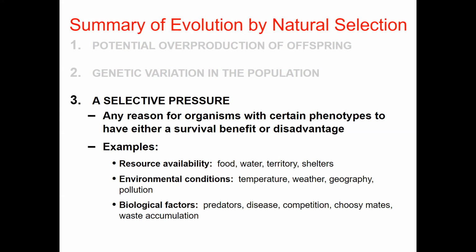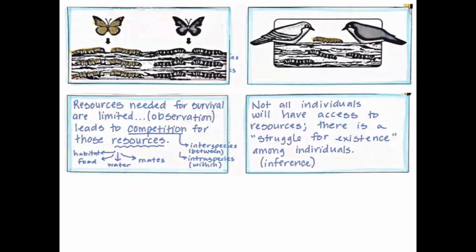Okay. If you need the examples, I hate to say you'll have to come back to it. But for example, resources needed for survival are limited. So we're going to compete for food, compete for space, compete for mates, compete, right?